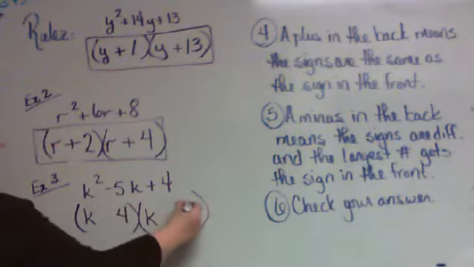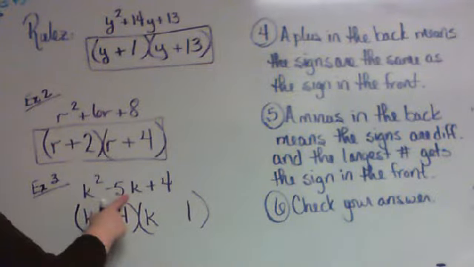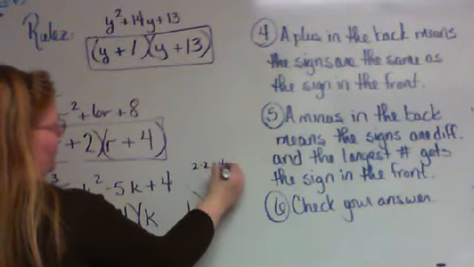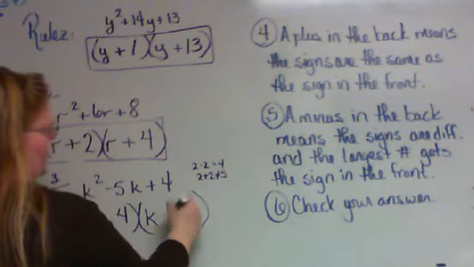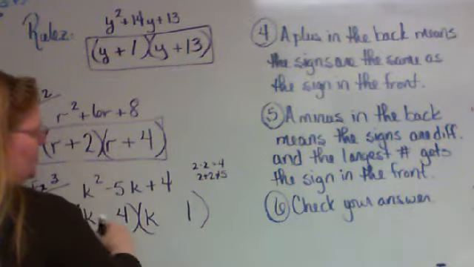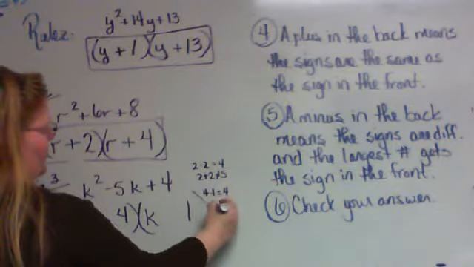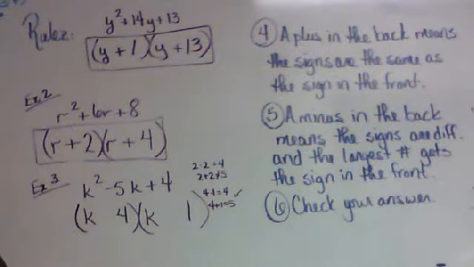4 and 1. Because 2 times 2 is 4, but 2 plus 2 doesn't give you 5. We needed it to equal 5 for this one. 4 times 1 equals 4, and 4 plus 1 equals 5. That's why 4 and 1 work. You could have put the 1 here and the 4 there. That would have been fine as long as it works out.